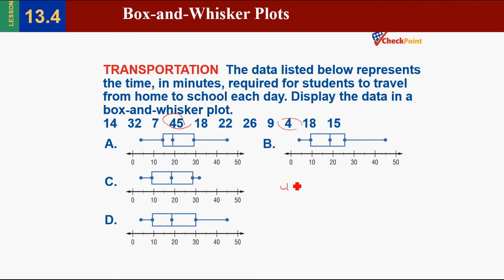Let's organize this. It will be 4, the first one, then 7, then 9, then 14, then 15, 18, 18 again, 22, 26, 32. 1, 2, 3, 4, 5, 6, 7, 8, 9, 10. So I'm missing one. Obviously 45.